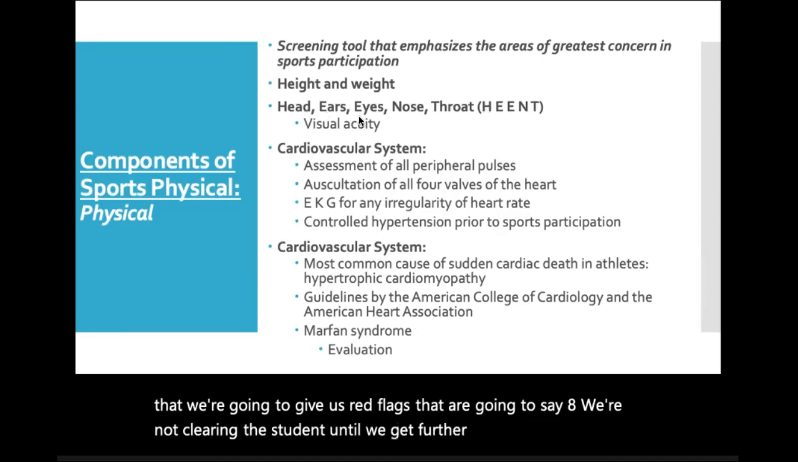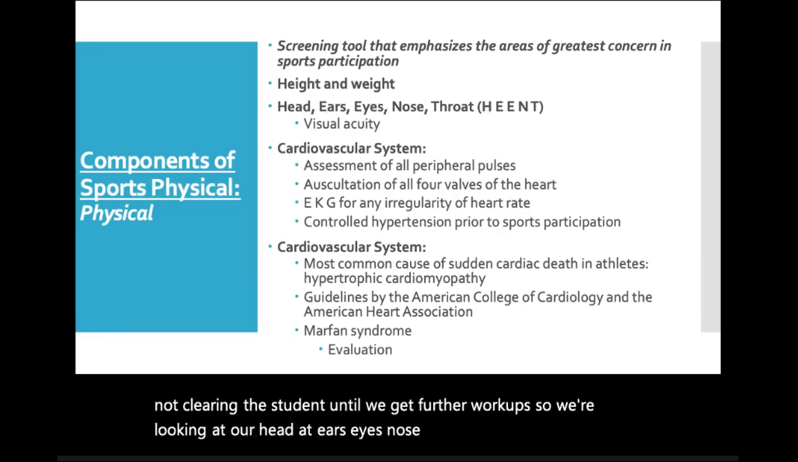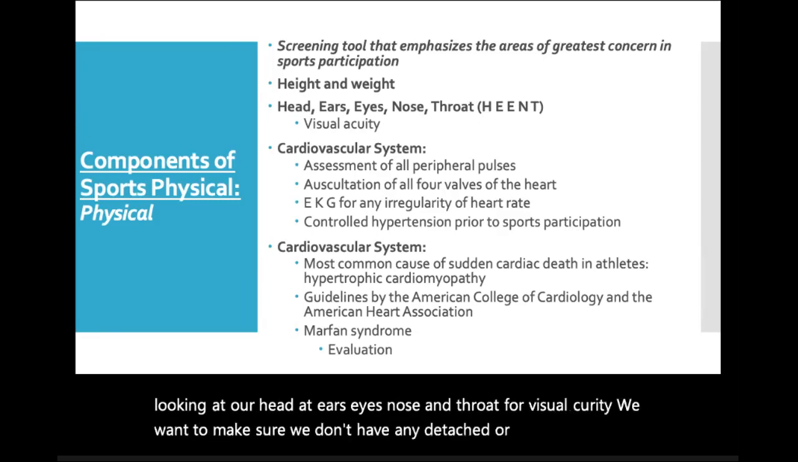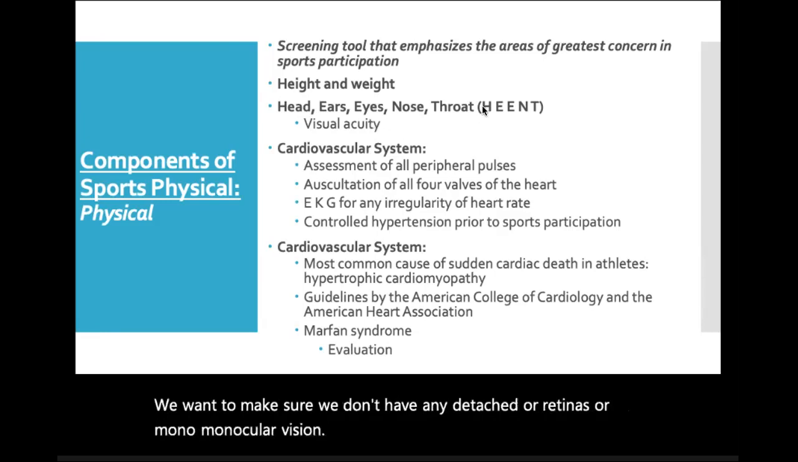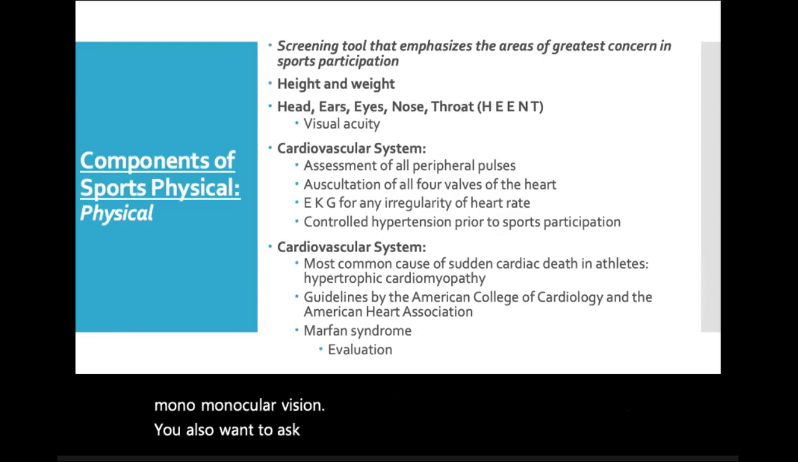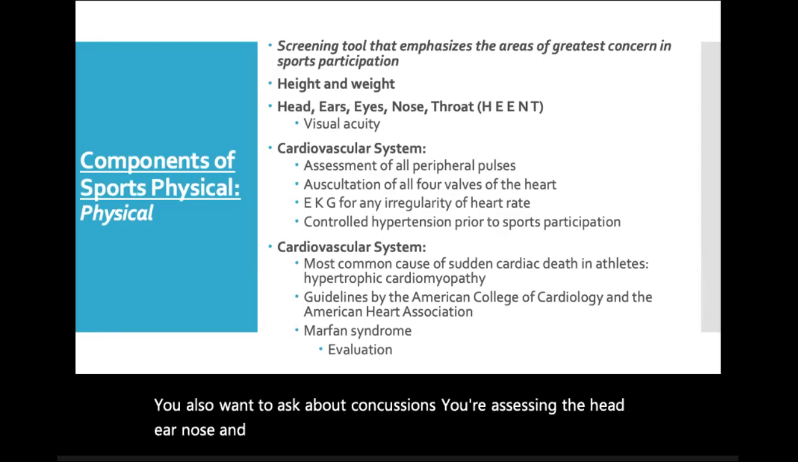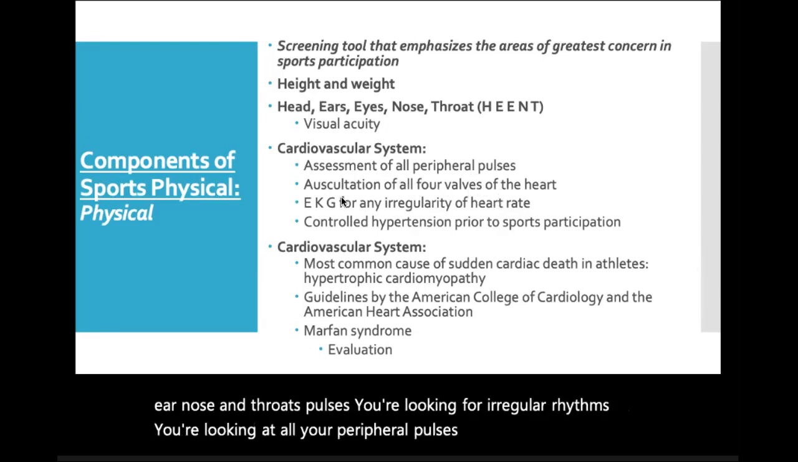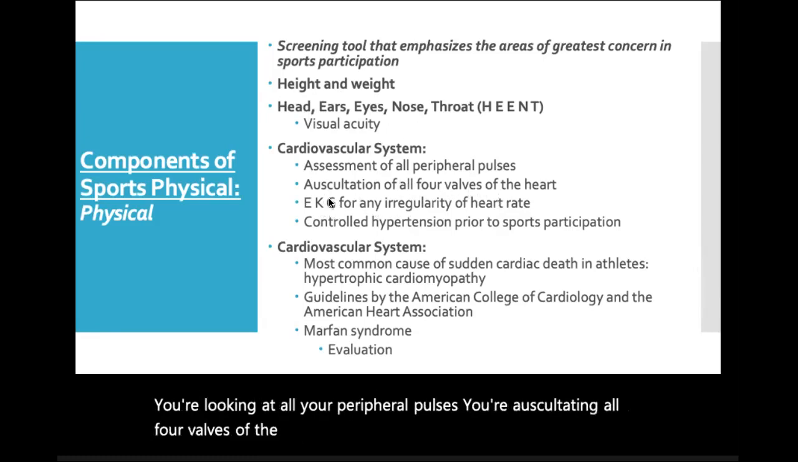So we're looking at our head, ears, eyes, nose, and throat. For visual acuity, we want to make sure we don't have any detached retinas or monocular vision. You also want to ask about concussions when you're assessing the head, ears, nose, and throat. Pulses, you're looking for irregular rhythms. You're looking at all your peripheral pulses. You're auscultating all 4 valves of the heart. If we need follow-up, we're going to look at an EKG for any irregularity.